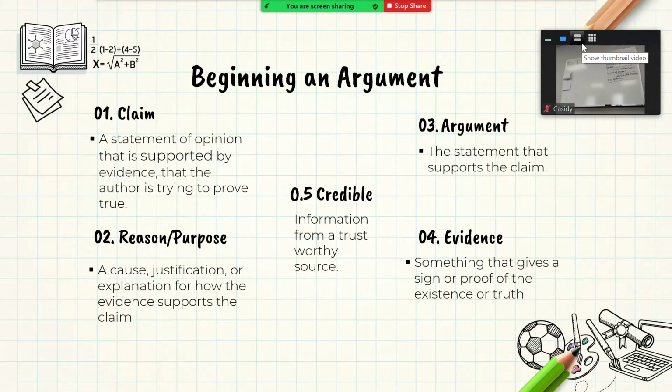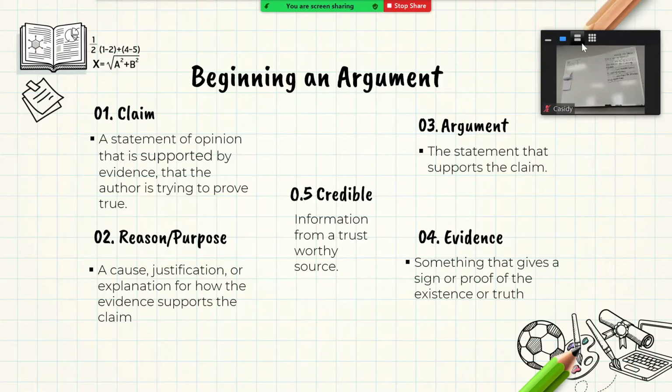At the beginning of your argument, first off, we have a claim. A claim is a statement of opinion that is supported by evidence that the author is trying to prove true. So the claim is the basis of your argument. What are you claiming is true or false, or what you think is better or worse? It's completely up to you. Without a claim, you don't even have an argument. It's the basis of any argument.